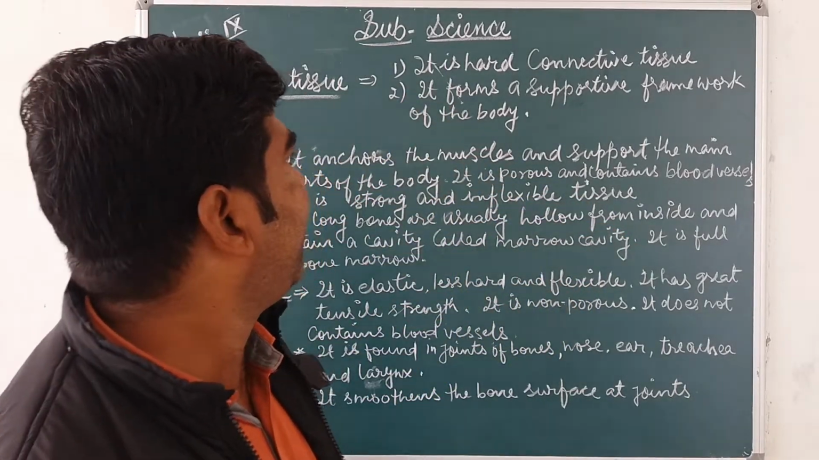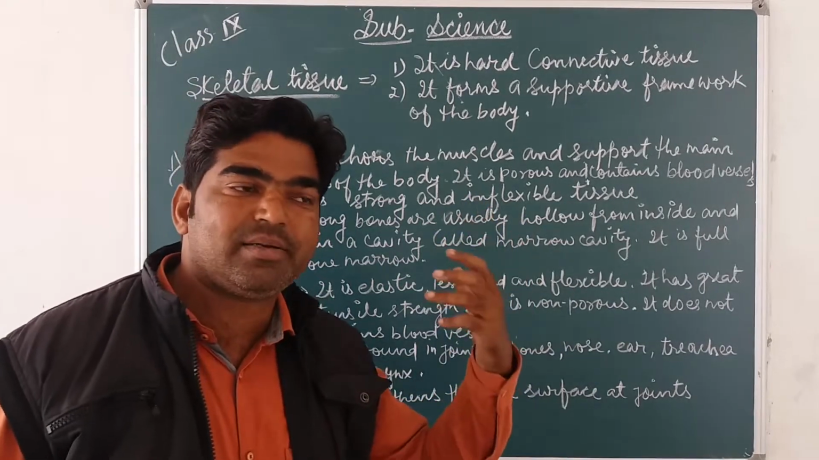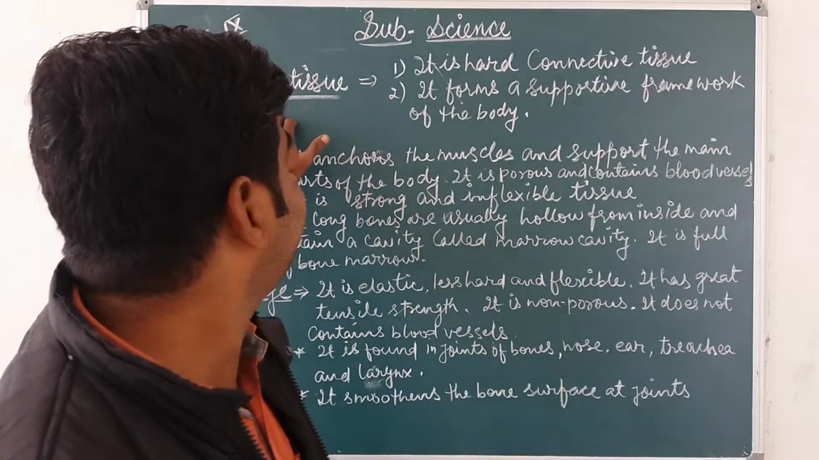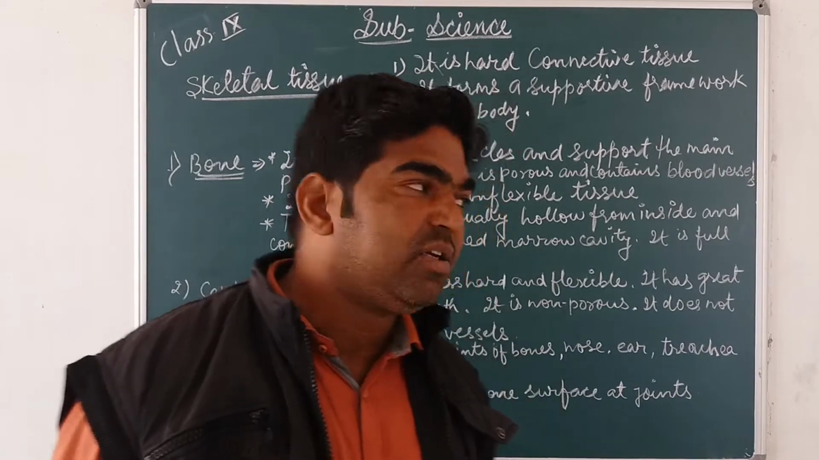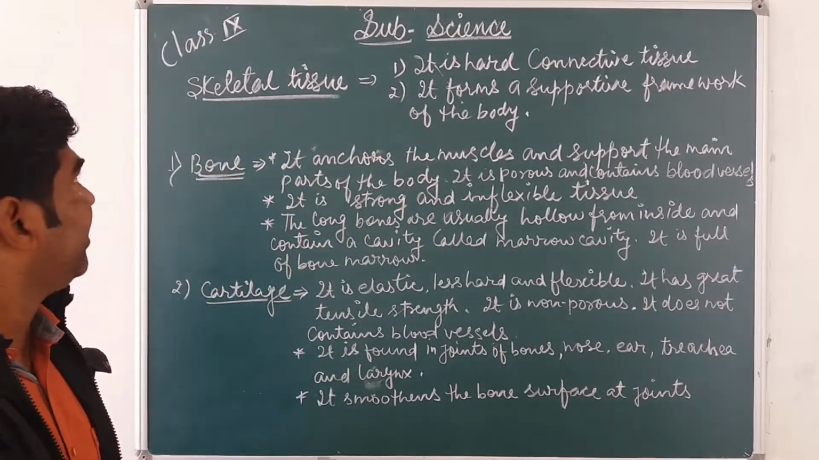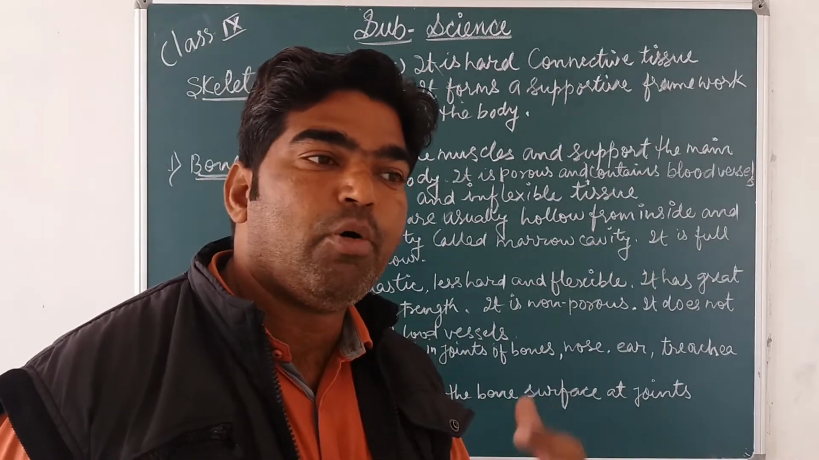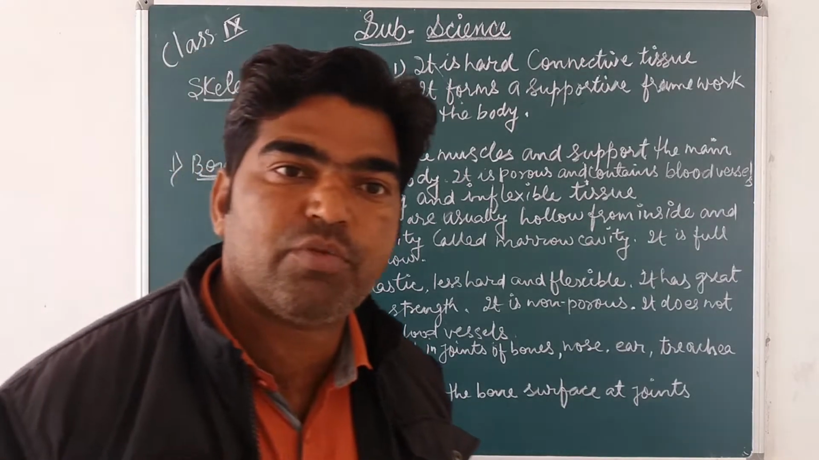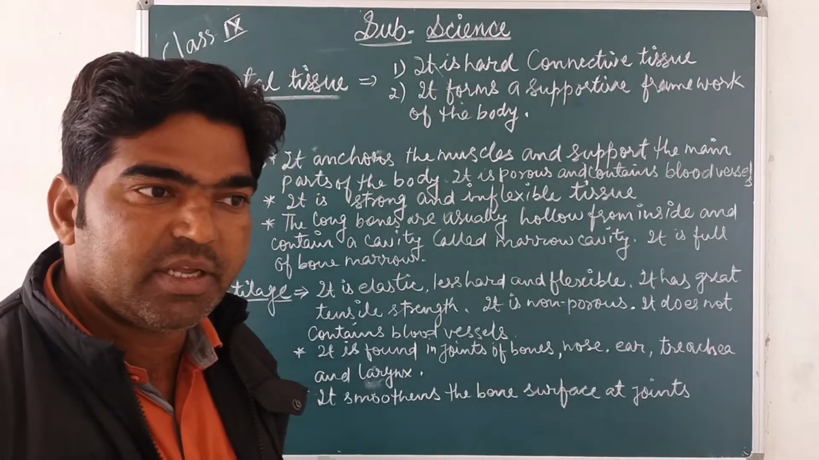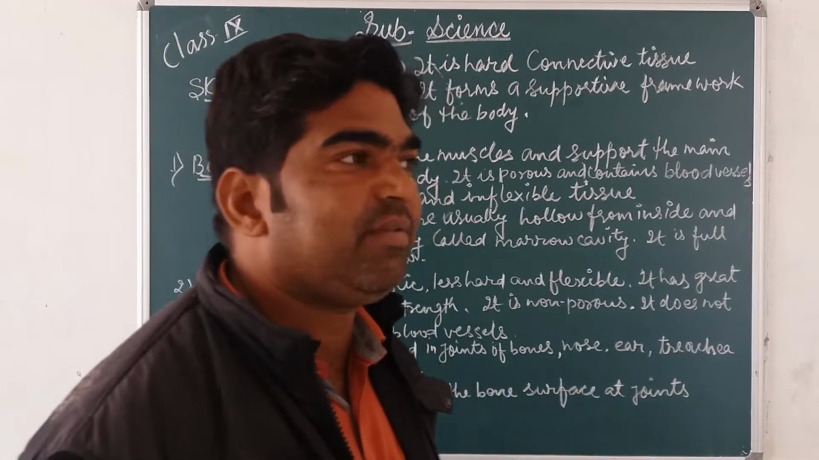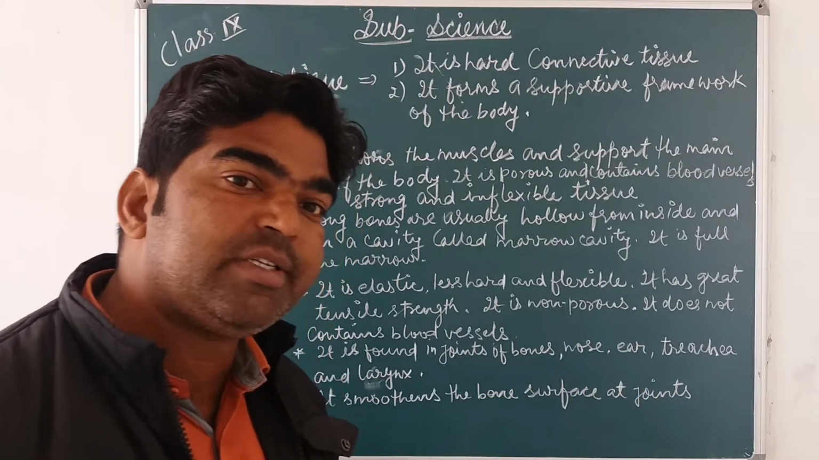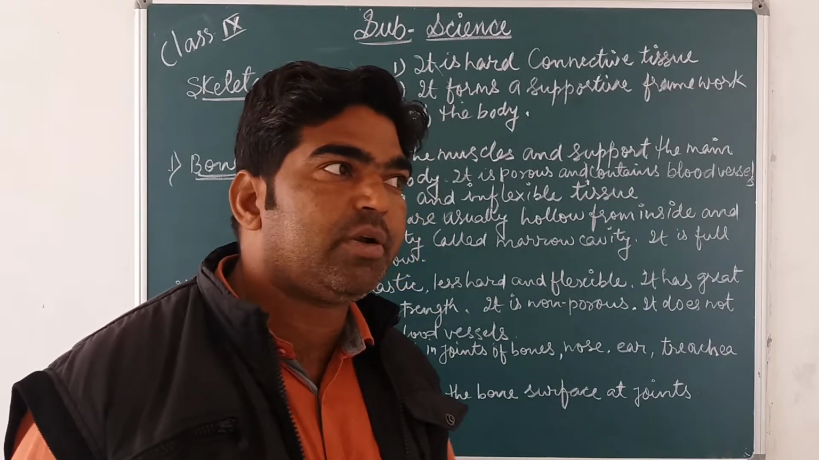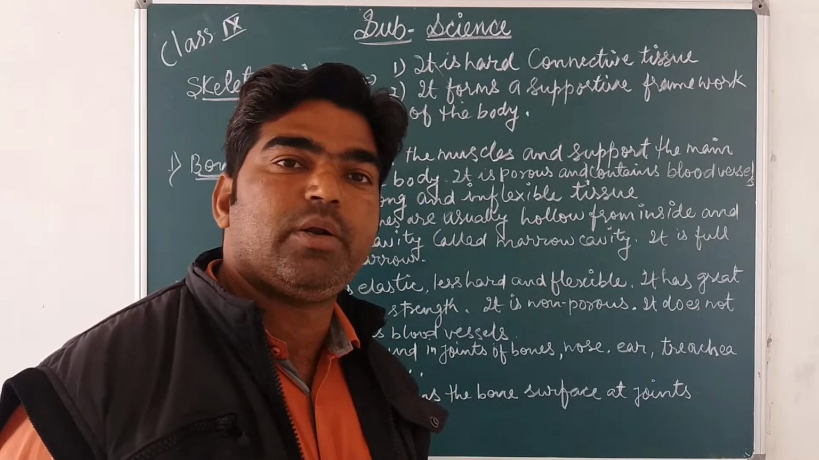It forms the supportive framework of the body. So what is the role of skeletal tissues? Skeletal tissue forms the whole framework of our body. In skeletal tissues, first we discuss the bone. Our body is made up of bones. We have 206 bones in our body at different places, connected with joints. These joints have tendons and ligaments as cementing or glue materials.